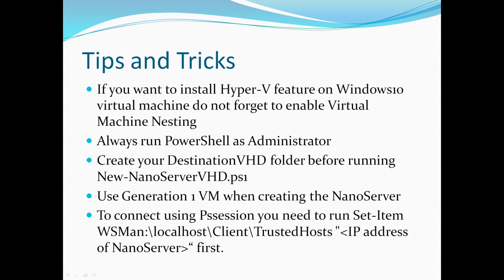When creating the Nano Server within Hyper-V, it's always better to use generation 1 because we are using a VHD, and generation 1 works okay with VHD. The next and final thing that I want to recommend is to run the Set-Item command, because if you want to connect to your Nano Server which is not in a domain, your PowerShell will fail, saying that this is not trusted. So what you need to do is add its IP address to the trusted host list. So let's begin with the demonstration.